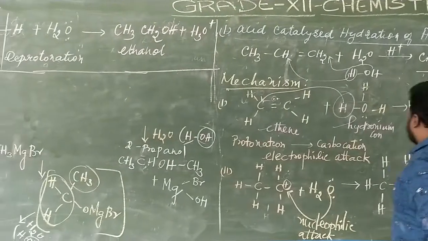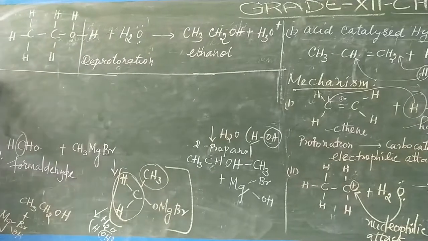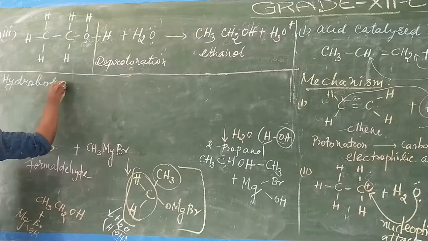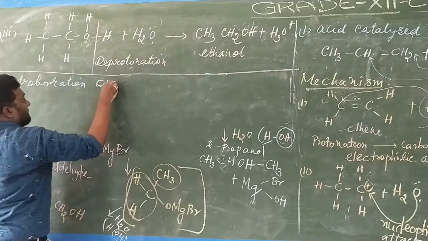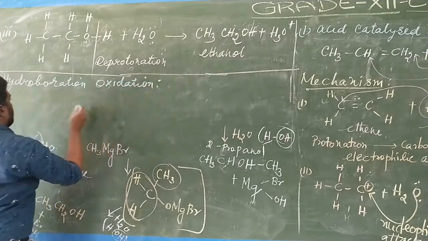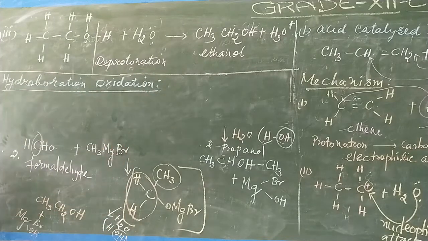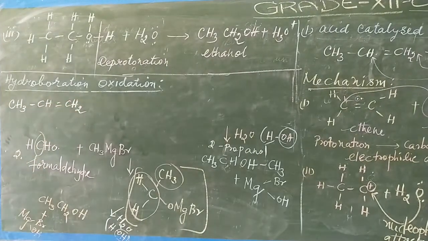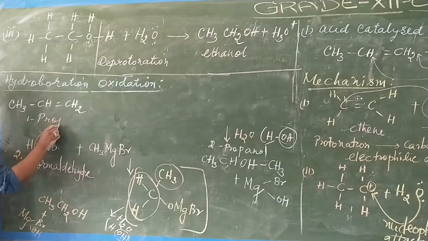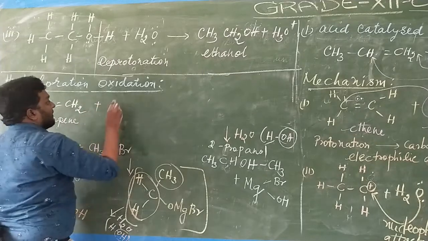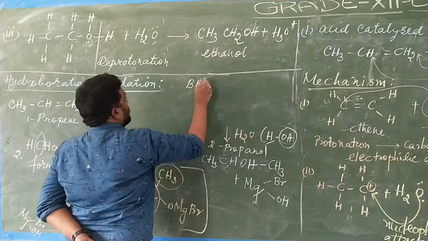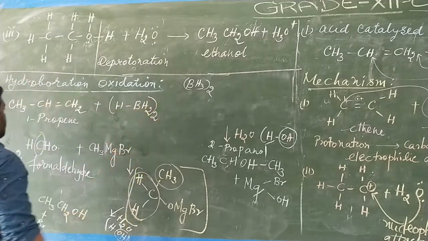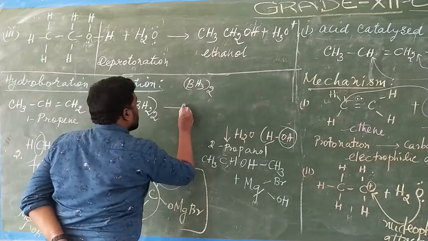The second one is the hydroboration oxidation reaction. Again, I am writing the equation. Listen carefully. I am taking CH3, CH, double bond CH2. This is called as 1-propene. I am repeating it with diborane. Diborane, what is the formula? BH3 twice is called as diborane. This I am splitting and writing as H, BH2.